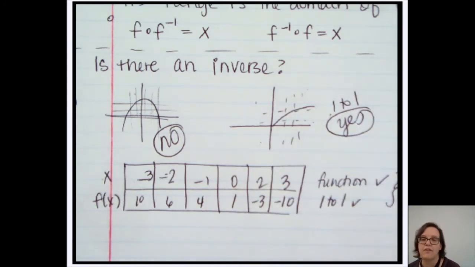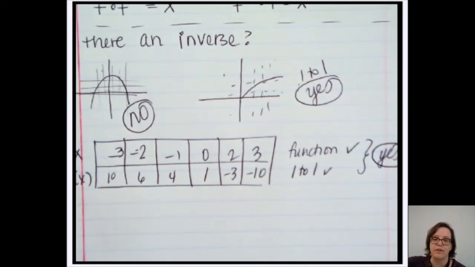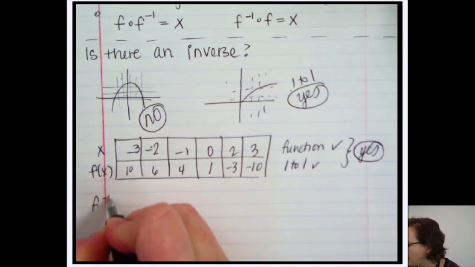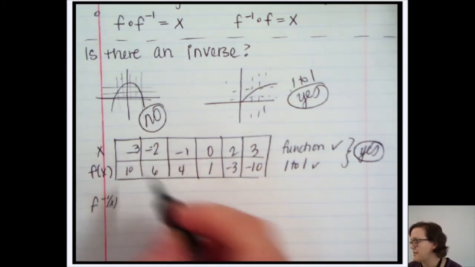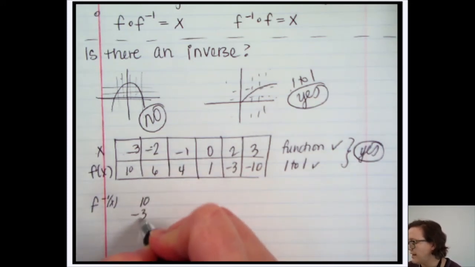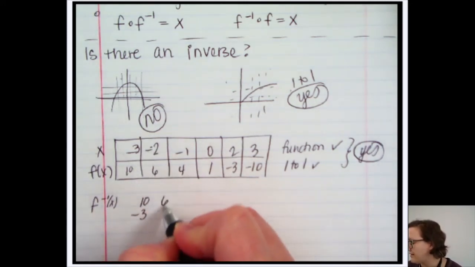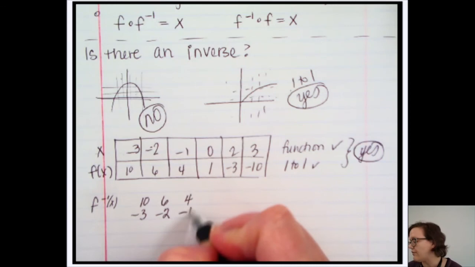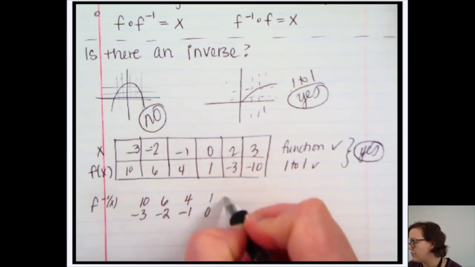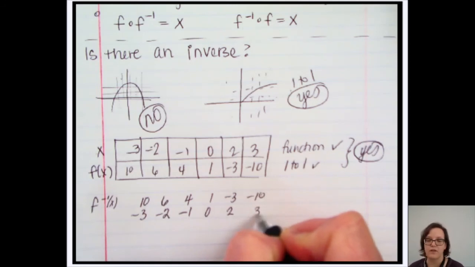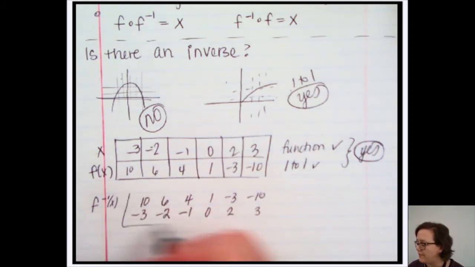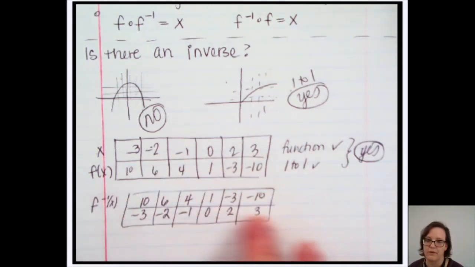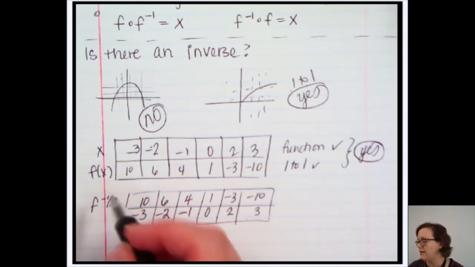Now on this one, could you tell me what the inverse is? Well, all we have to do is flip-flop. So instead of -3, 10, we're going to have 10, -3. And instead of -2, 6, we're going to have 6, -2. Instead of -1, 4, we're going to have 4, -1. And just continue switching. Notice that is what we would have. In this case, this would still be the x's, and this would be our y's. So this would be the inverse.